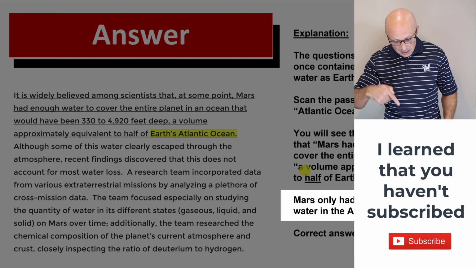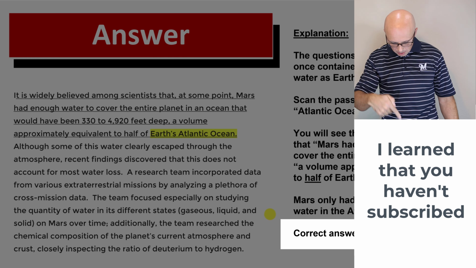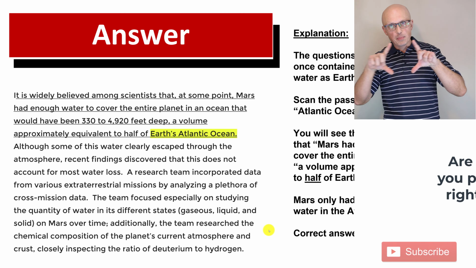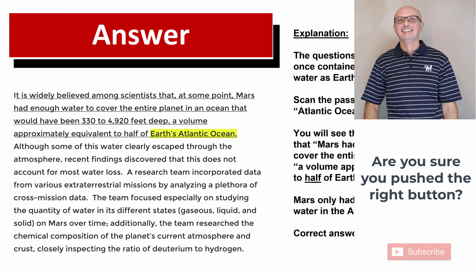Mars only had half of the amount of water in the Atlantic Ocean. So the correct answer here is choice B, false. Hopefully you've nailed this question and now know how to quickly answer similar questions in the test.